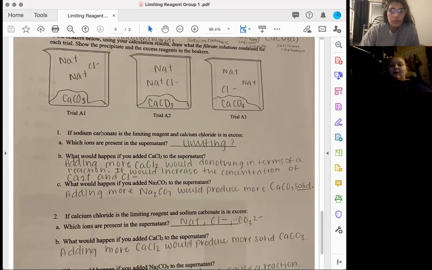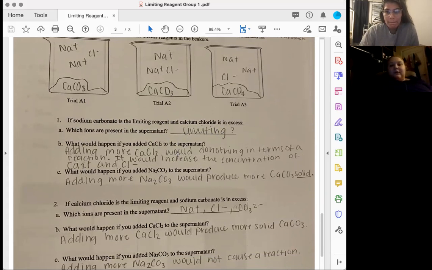So if sodium carbonate is the limiting reagent and calcium chloride is the excess, which ions are present in the supernatant? I put limiting. I don't know if that is correct. I think that's the liquid part of our beakers, so I think that would be the NaCl, 2NaCl. I believe. Don't quote me on it.